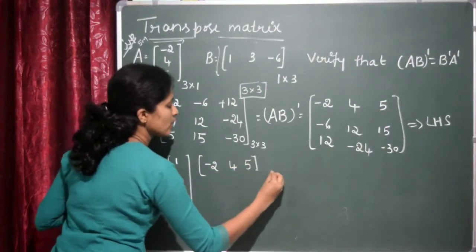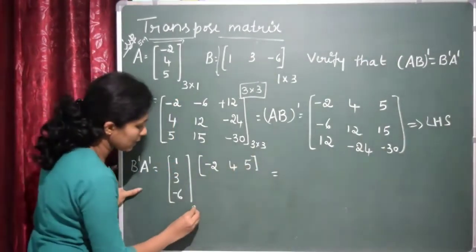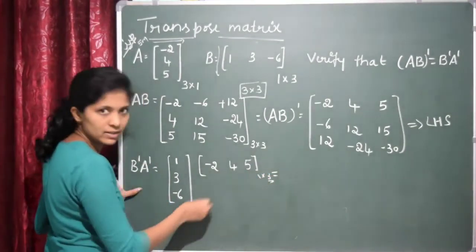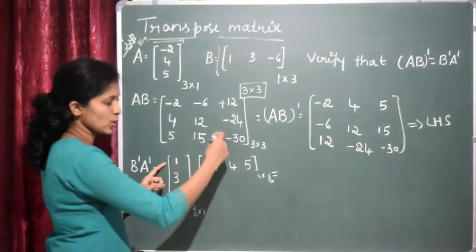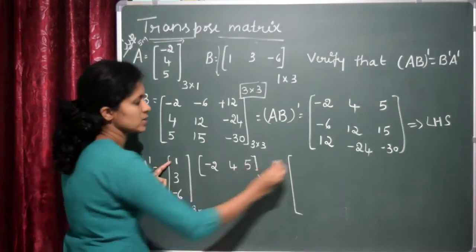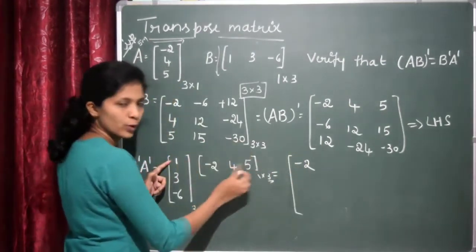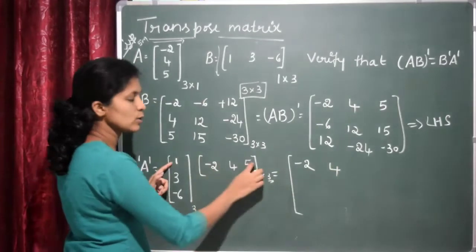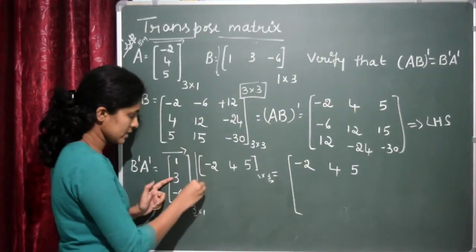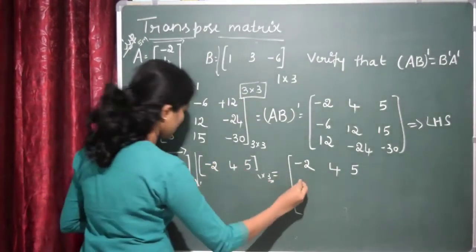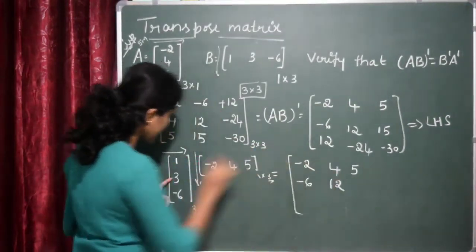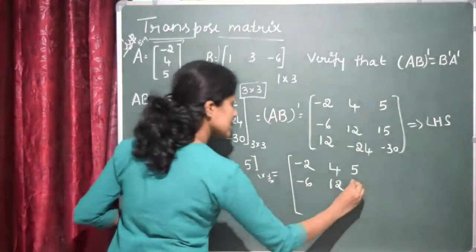Is it clear? Now this is of order 3 by 1 and this is of order 1 by 3. We have to get the matrix of order 3 by 3 because that should be equal, right? So first row, first column, what will be the element? 1 into minus 2, it will be minus 2. 1 into 4, it is 4, right? 1 into 5, so it is 5. Second row, first column, 3 into minus 2 is minus 6. 3 into 4, it is 12, right? 3 into 5, so it is 15.